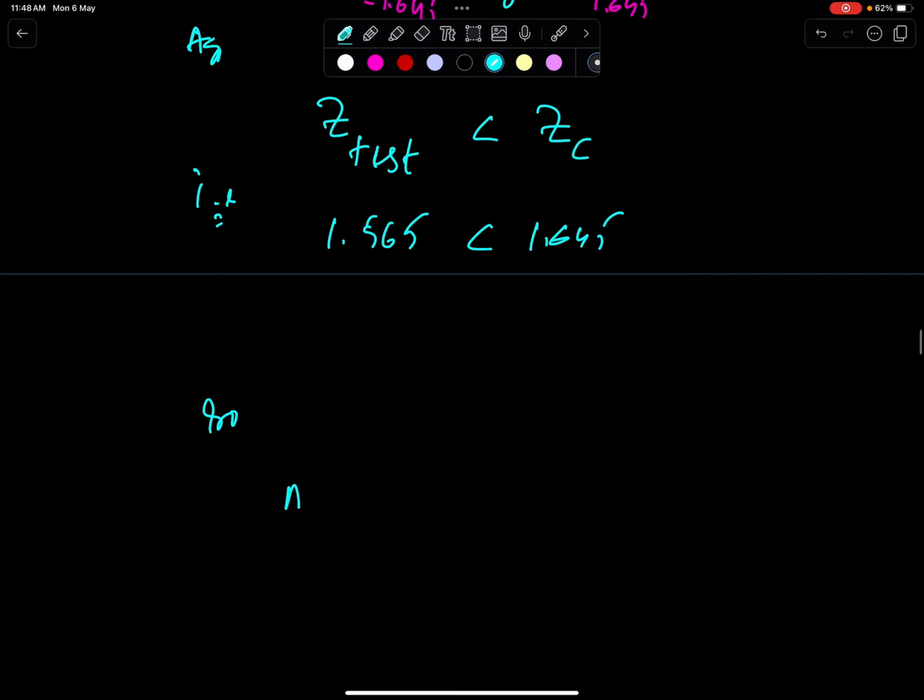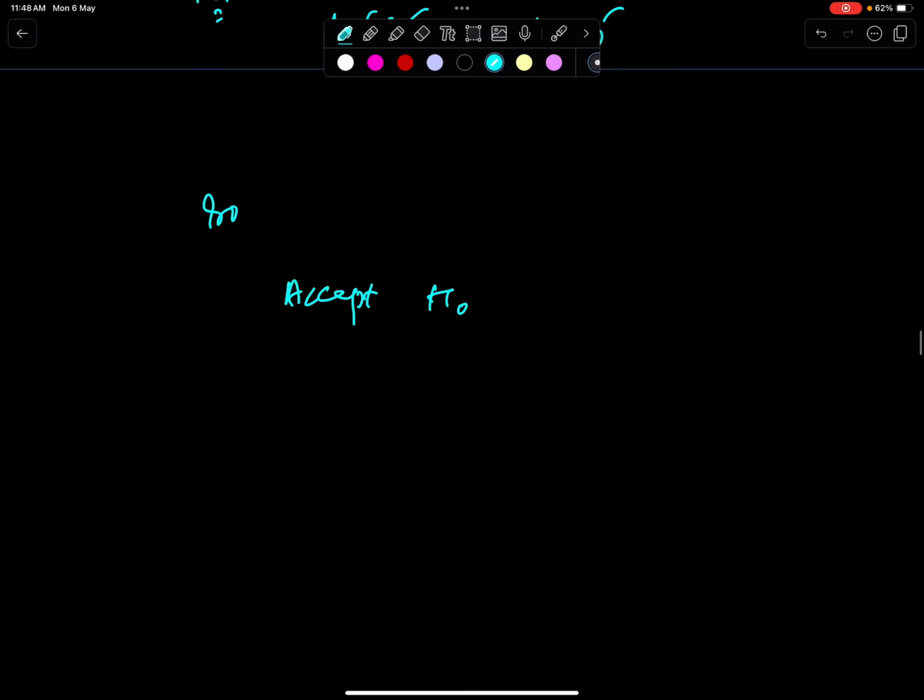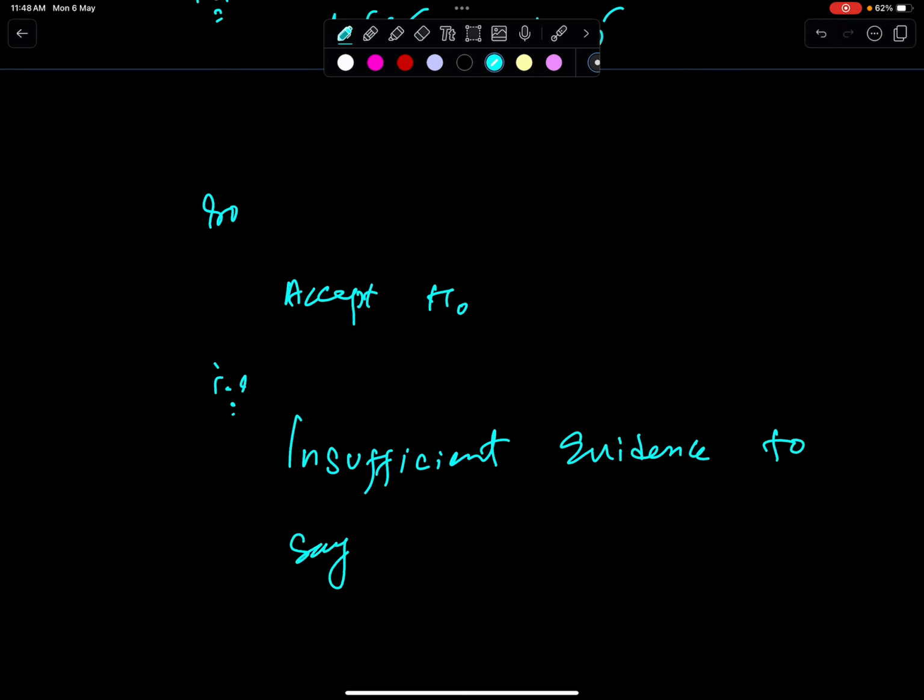So accept H naught, that is, insufficient evidence to say that mu has changed. There is no evidence to say that mu has changed.